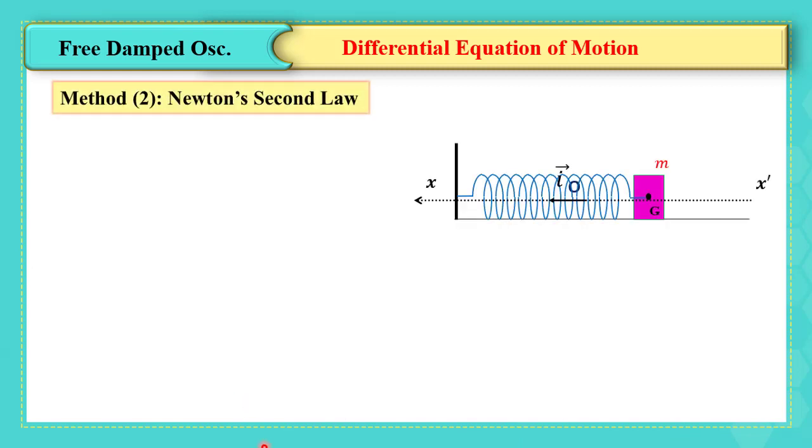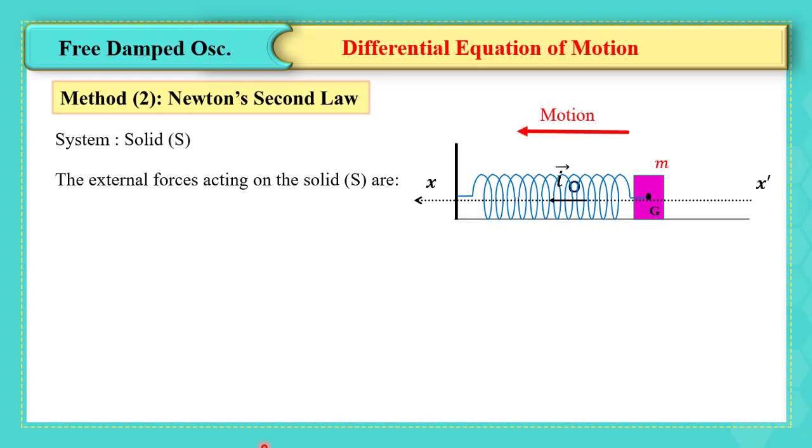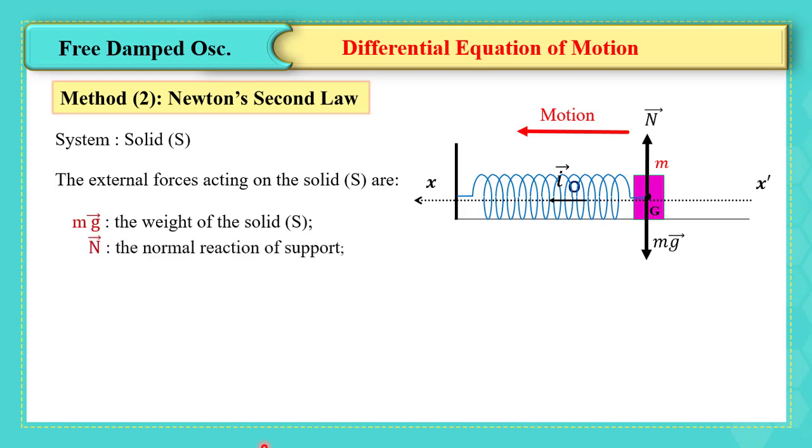The second method is Newton's second law. We start with a system, which is the solid. The external forces acting on the system are the weight, which is vertically downward, the normal reaction, which is vertically upward, the tension, which is to the right, and finally the friction, which is also to the right.